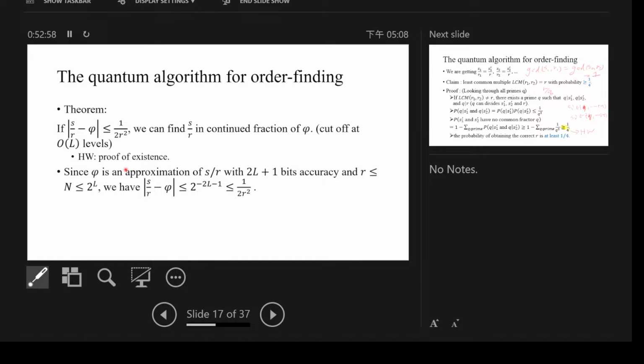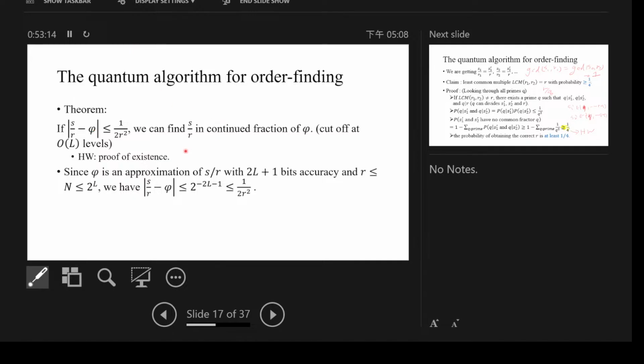And we have this precision. I guess it's 2L bits, but it's still order L, right? So it's not too much trouble. So still order L bits.